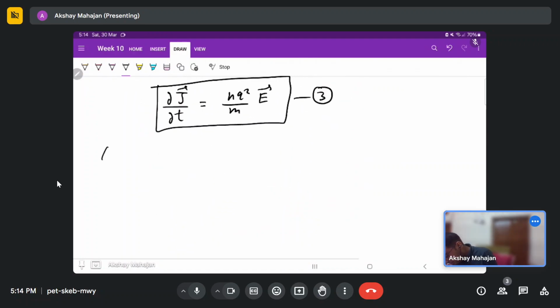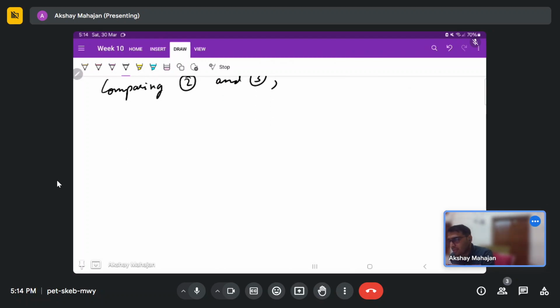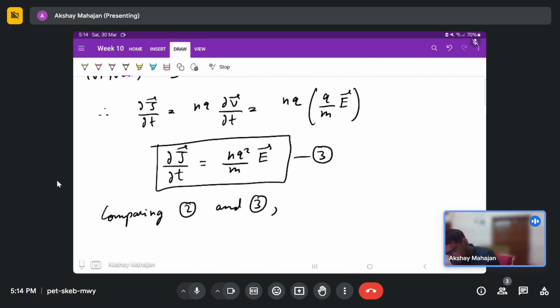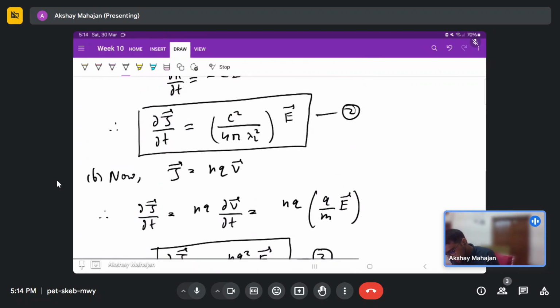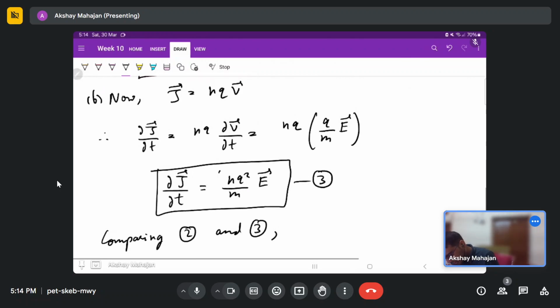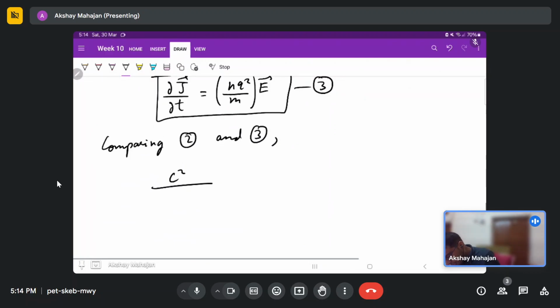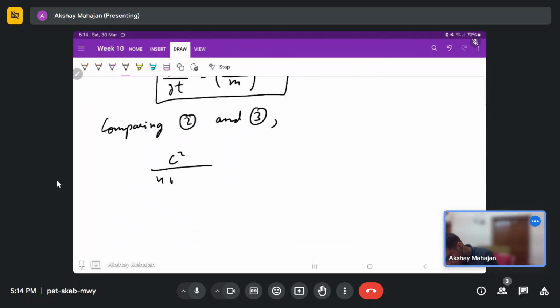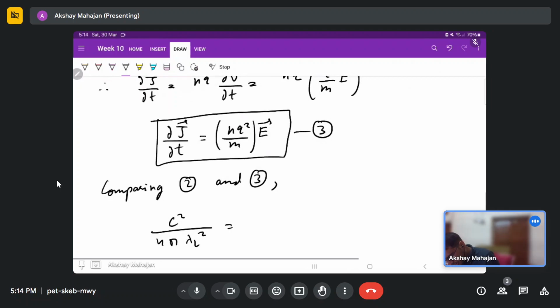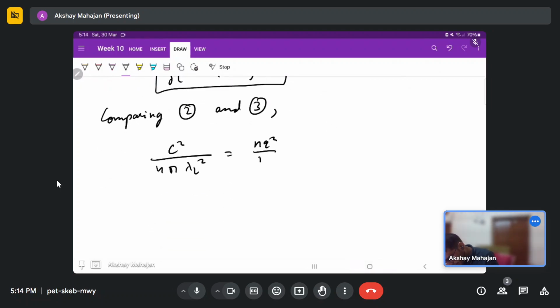Then comparing 2 and 3. Okay, so if you just compare 2 and 3, what will you get? Here you can see that it is del J vector by del T and q square by m times E vector. So just these two, they are different. So what we get is c square upon 4 pi lambda L square will be equal to nq square by m.